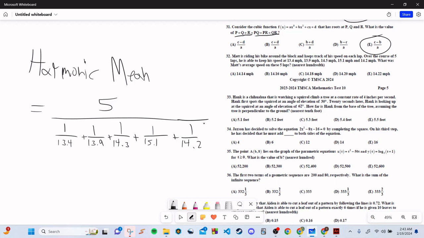And so we're going to calculate this expression. After typing this out, we get a value of 14.16. That's going to be answer choice B. So make sure when you're trying to get the average speed of something, you've got to take the harmonic mean.